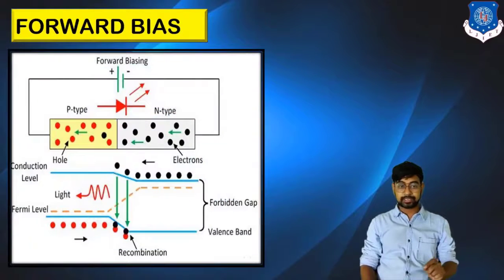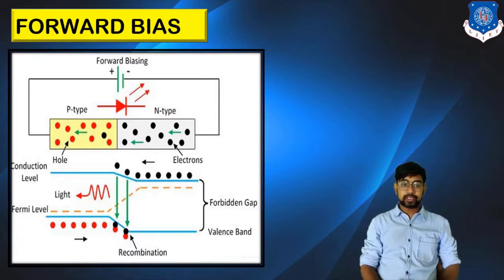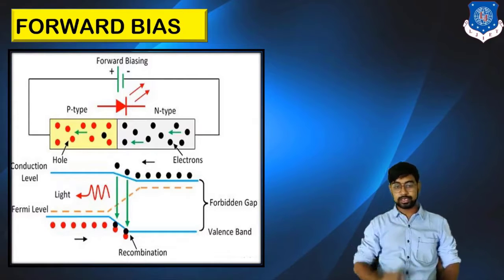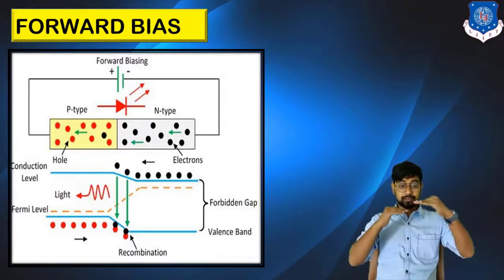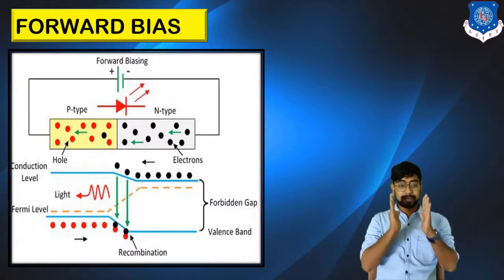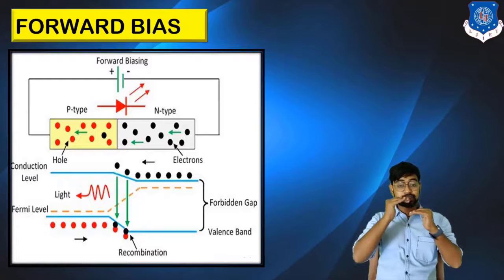Now what is the forward bias? P is connected with the positive terminal, N is connected with the negative terminal. Electrons will be flowing from the negative side and holes will be flowing on the opposite side. But in the band diagram, first of all, what happened? Because of the forward bias, the depletion width has reduced, and the Fermi level has also lined up.